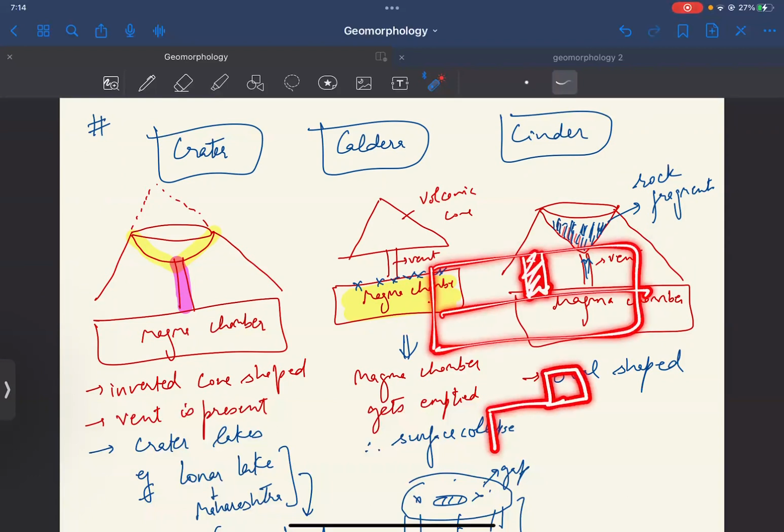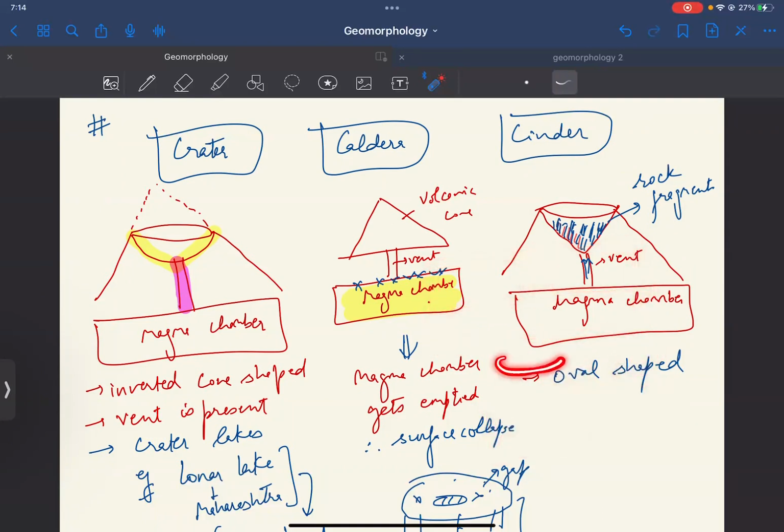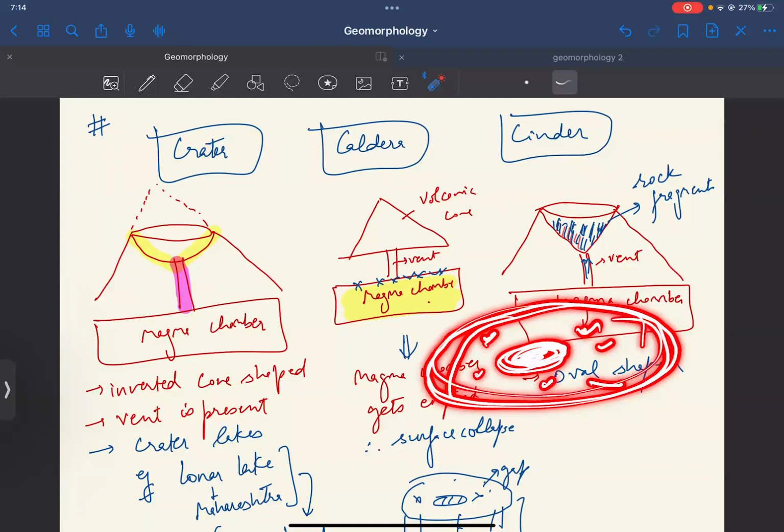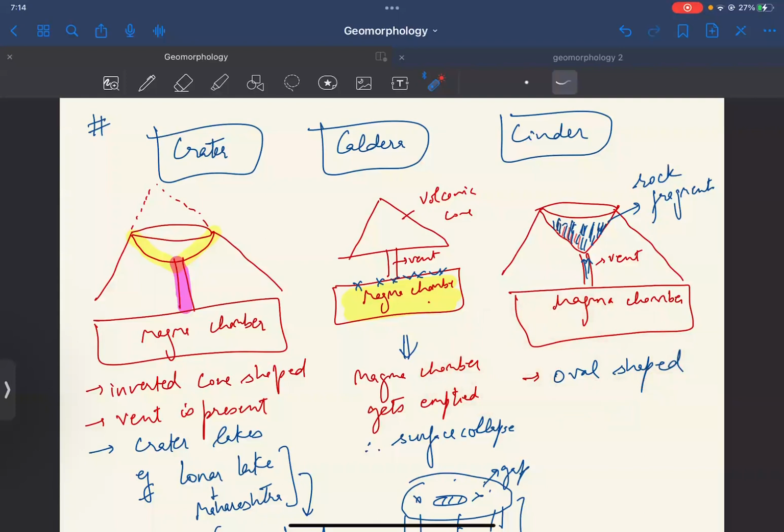Only at the center, some parts would be left. The rest would collapse, and they will fall down in the below part. So this is how it will look. If you look from the bird's eye view, it will look like this: land surrounded by depression, surrounded by cave. So when water fills up, it forms a caldera lake, or we also call it crater lakes.